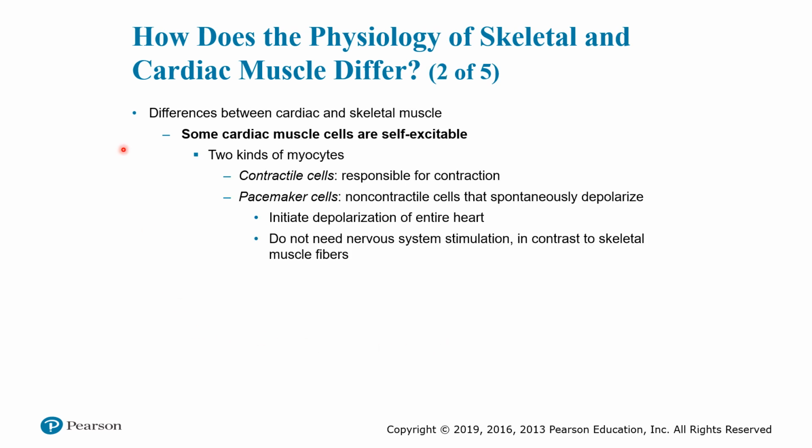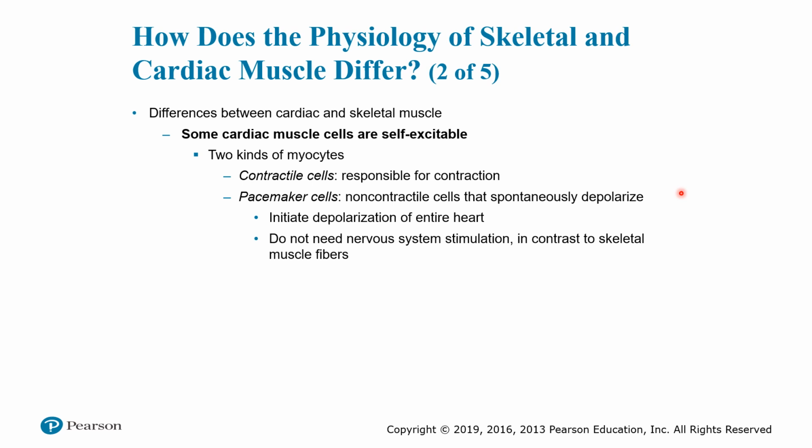So there are some differences between the skeletal and the cardiac muscle. One of the most important differences is that in cardiac muscle, there are 2 kinds of myocytes. There are contractile cells, like the ones I described just before. They have some similarities with the skeletal muscle and some differences too. And then there is another kind of cell which is known as a pacemaker cell. This is a non-contractile cell that can spontaneously depolarize.